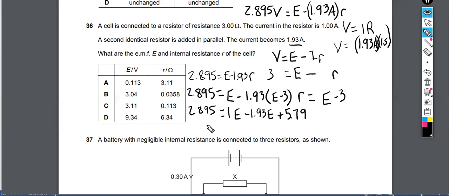Subtract 5.79 from both sides, so I got 2.895 minus 5.79. And 1 minus 1.93 is negative 0.93E, equal to, I subtracted this 5.79 from both sides to get negative 2.895. Dividing that by negative 0.93, I get an EMF of 3.112.